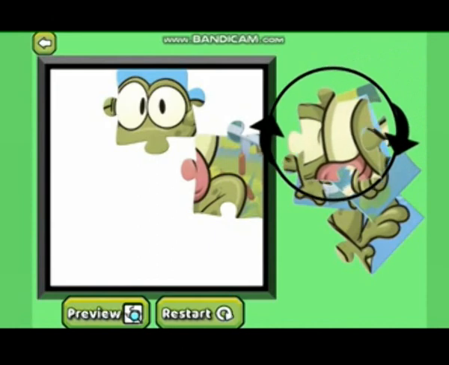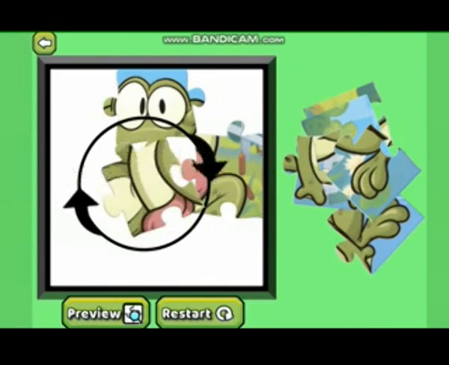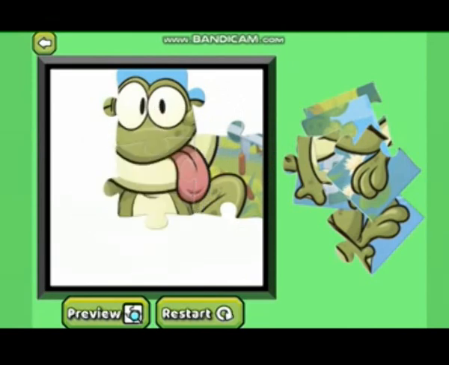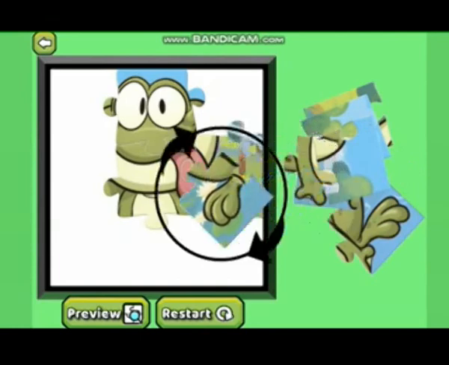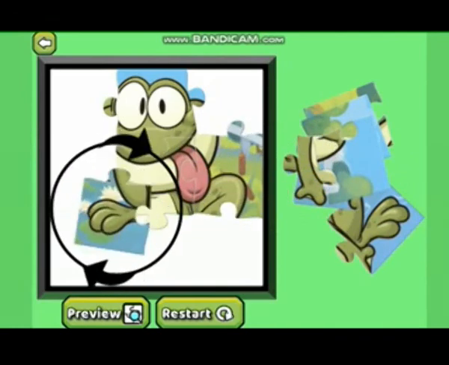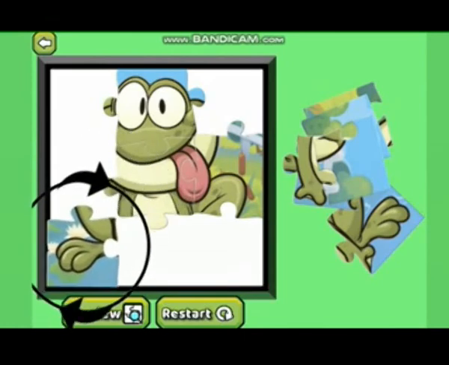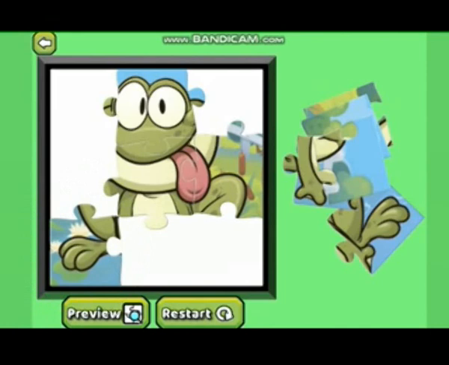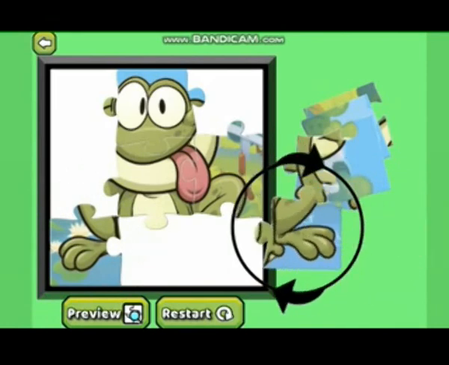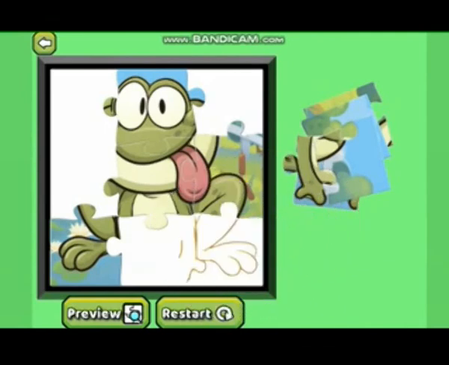What about this one? What's that? I think you have to turn it. Very good. Next is the arm on the left. Put it right there. Very good. And the other leg. Very good.